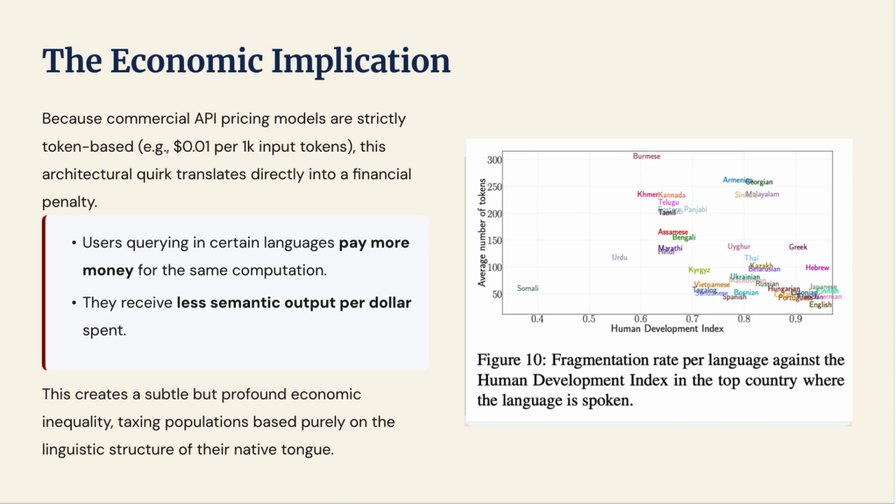So if someone is building an application in a language like Hindi or Turkish, they are inherently at a disadvantage compared to someone building the same system in English, not because of skill or resources, but simply because of how their language is tokenized. And that's what makes this issue fundamentally important. It's not just about models, but it's about the fairness and access to AI technologies.